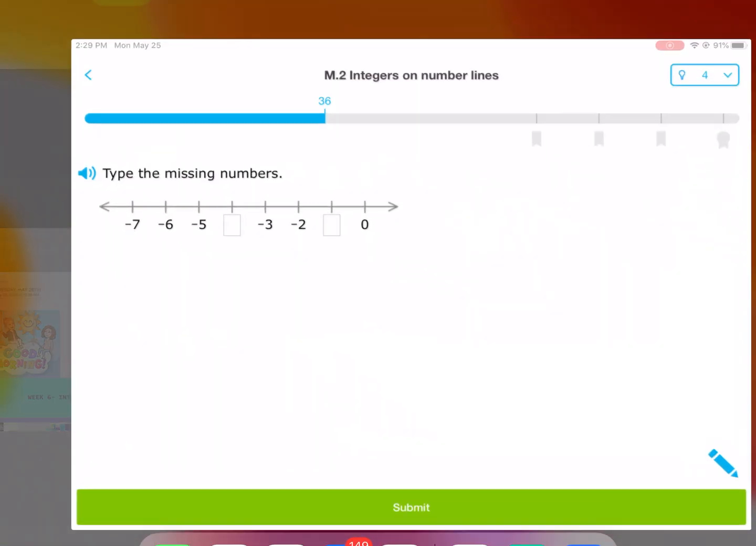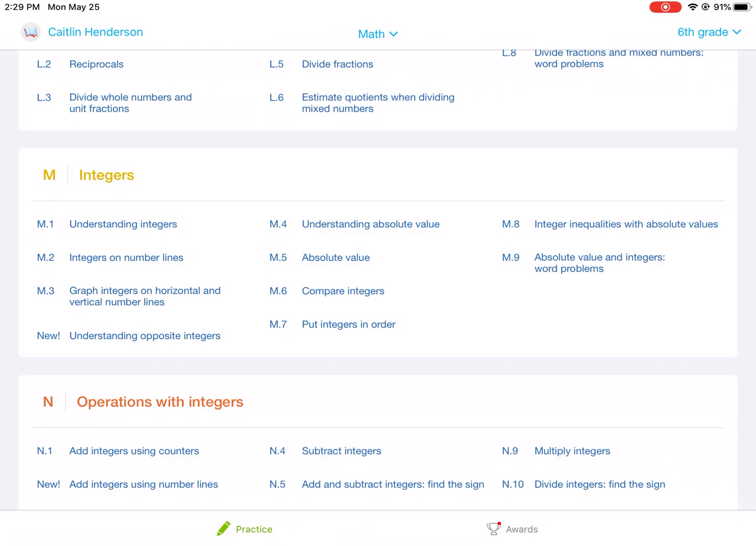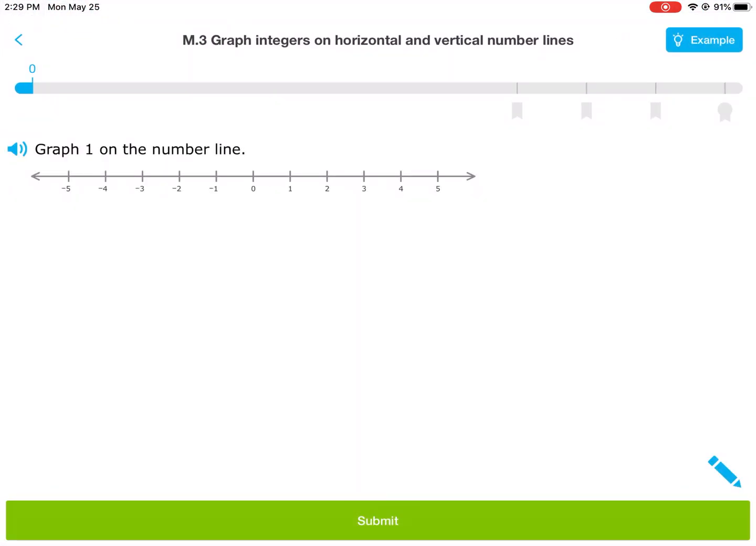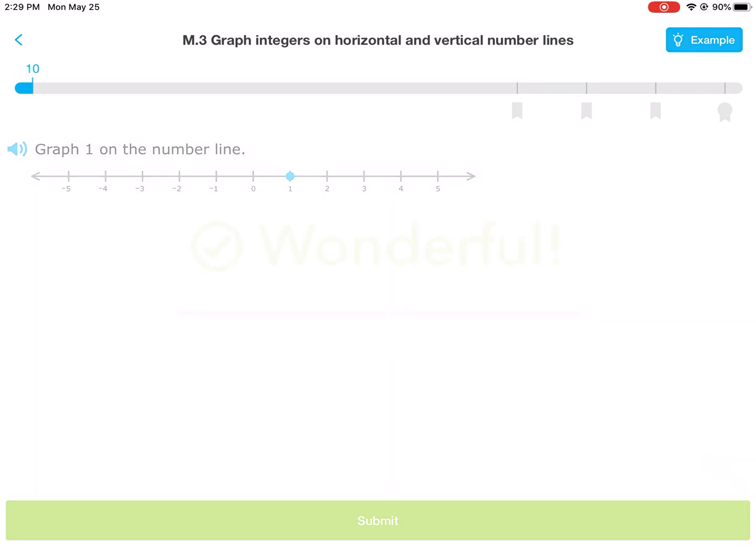So we're going to go into M.3. Remember, you only have to go to a 60 SMART score. So this is a horizontal number line. Remember the horizon, okay? It's like the sun sets on the horizon. It's like the ground, it runs left to right, right to left. So you're just graphing points. So graph 1 on the number line, you're literally going to mark a point.